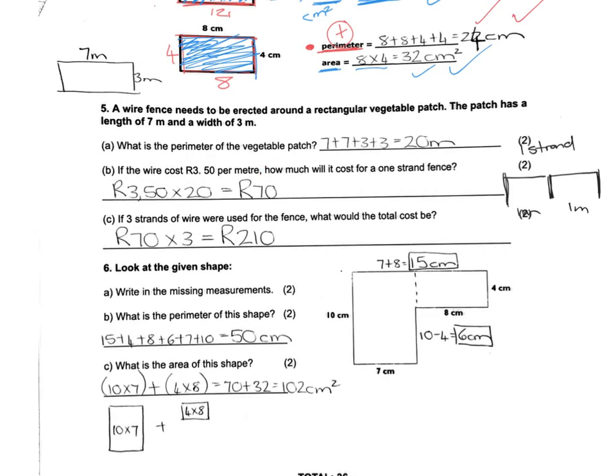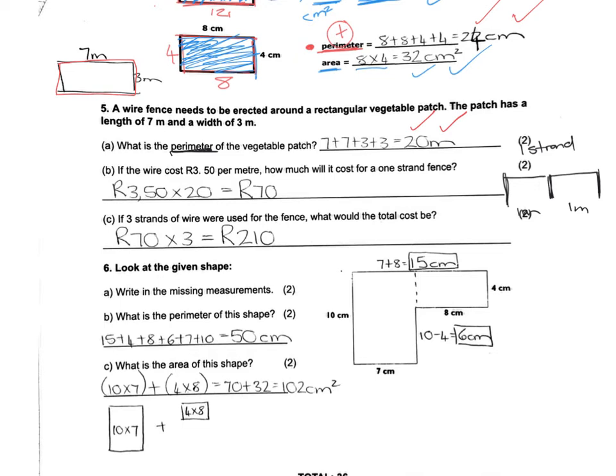If I'm looking for the perimeter of the vegetable patch, the perimeter will be right around. So it's 7 plus 3 plus 7 plus 3. Remember, it's adding all the sides up. That gives me 20 meters. That counted 2 marks, so your unit also had to be correct.